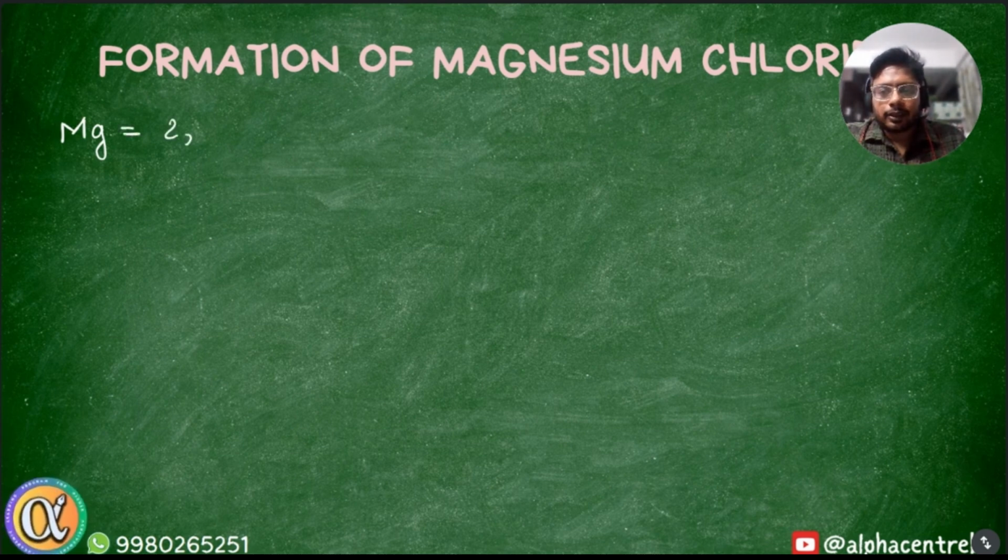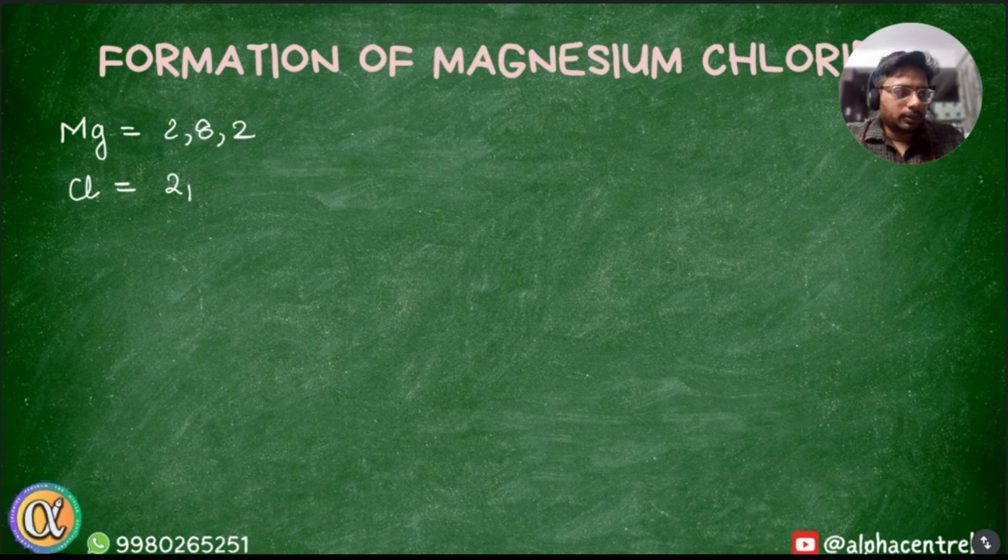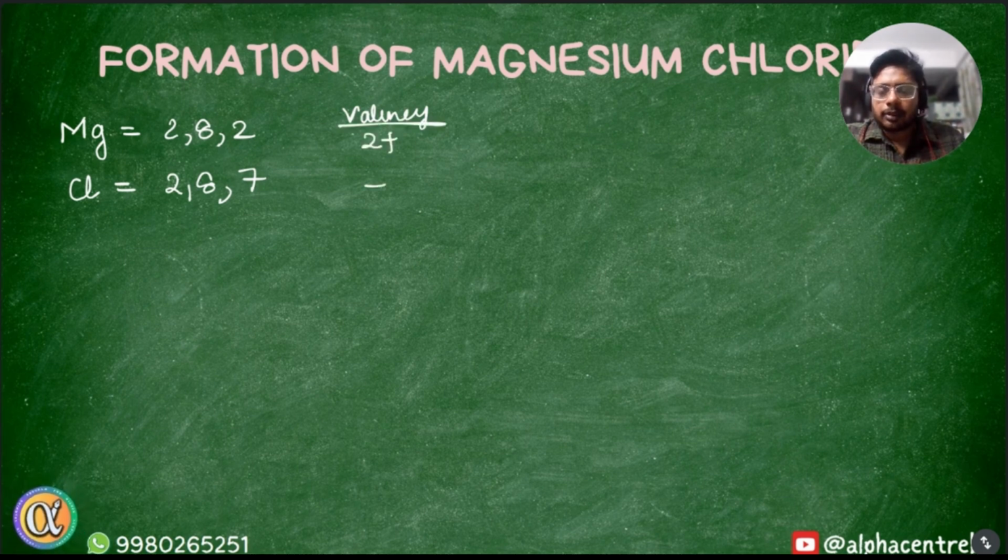282. Very good. What is the electronic configuration for chlorine? 287. Good. What is therefore the valency of magnesium? 2 plus. Magnesium is 2 plus and chlorine is 1 minus. Okay, so magnesium loses 2 electrons to become Mg.